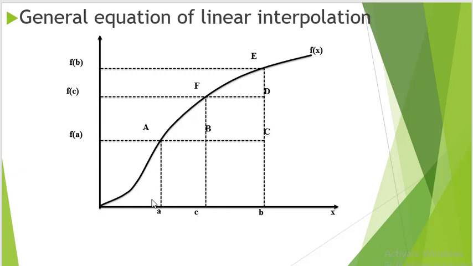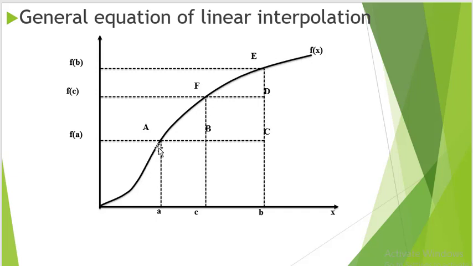Suppose a is given with its corresponding function value f of a, then b is given with its corresponding value f of b, and now in case I give you an x value c and ask you to find the corresponding function value f of c, here we can employ linear interpolation to get that f of c. How? This curve f of x is supposed to be approximated to a straight line.